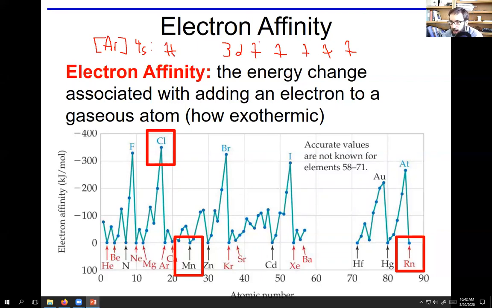Manganese doesn't really want to become d6 like iron, which is next on the periodic table. See, that's iron. Because then it has to pair, okay? And it has to put an electron really close to another electron in the same subshell. That's going to be unfavorable. So a lot of these ones with half-filled shells are going to have pretty low electron affinities.